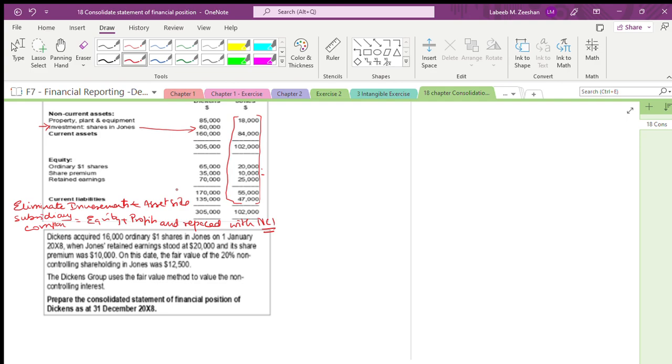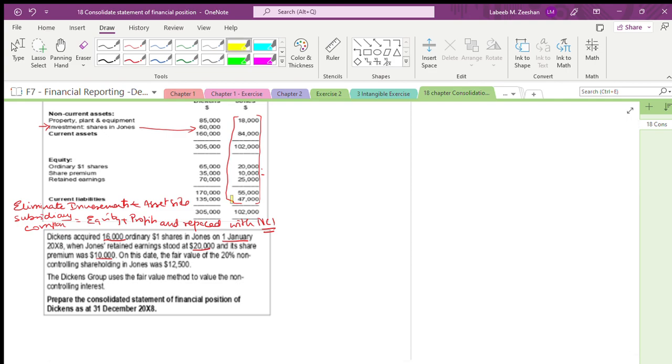Fine. Now, this is the basic concept. What they have said is that they have acquired 16,000 shares on 1st January, when the retained earnings were 20,000. And share premium is 10,000.